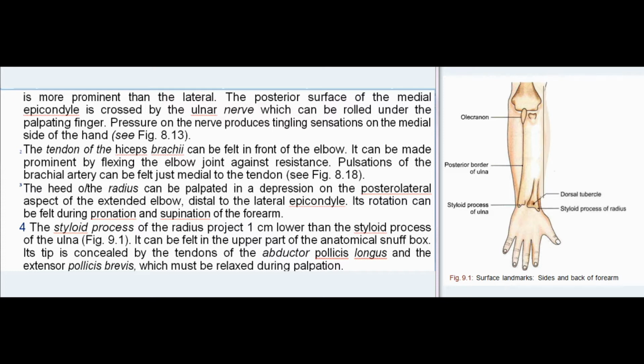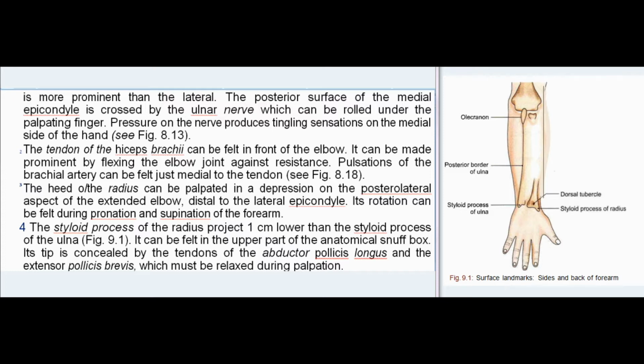2. The tendon of the biceps brachii can be felt in front of the elbow. It can be made prominent by flexing the elbow joint against resistance. Pulsations of the brachial artery can be felt just medial to the tendon, see Fig 8.18.